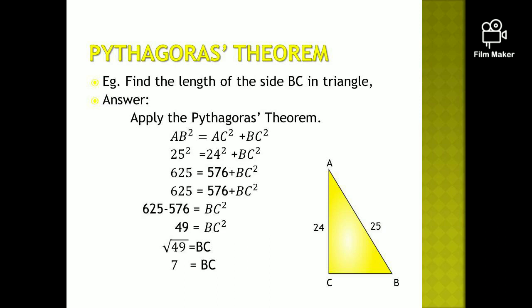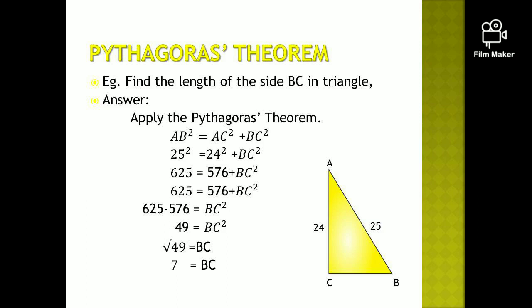Referring to this diagram, we need to find the length of BC. That is what they ask in the question. So, to apply the Pythagoras theorem, we should know whether this triangle is a right angle triangle. Yes, the angle at C is a right angle, therefore this is a right angle triangle. Then the next objective is to identify the hypotenuse. According to this problem, AB is the hypotenuse, the longest side, where the length is 25.